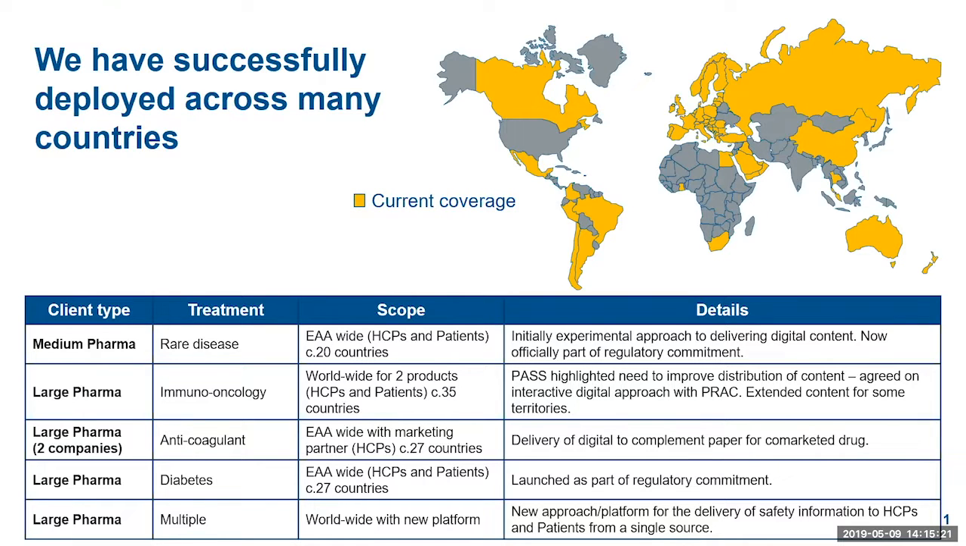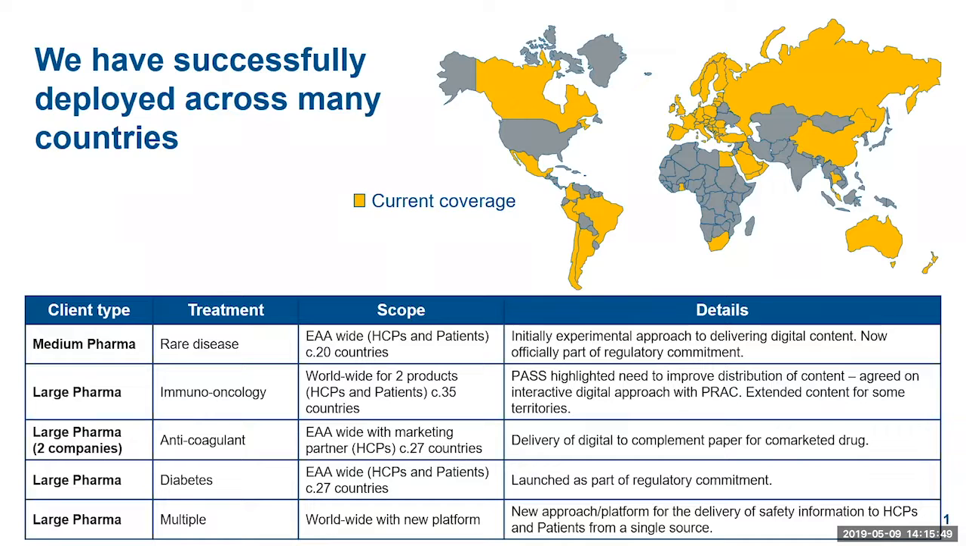So we work with both large and medium pharmaceutical companies. Our first digital system, which is now just about in its 5th year, was done with a smaller company with a specialist medicine in a rare disease. It started as an experiment to look at the possibilities of using digital, but is now their preferred medium for the delivery of that risk minimization. And that is now available in 20 countries across the European Union. And this is the countries where the drug is marketed.